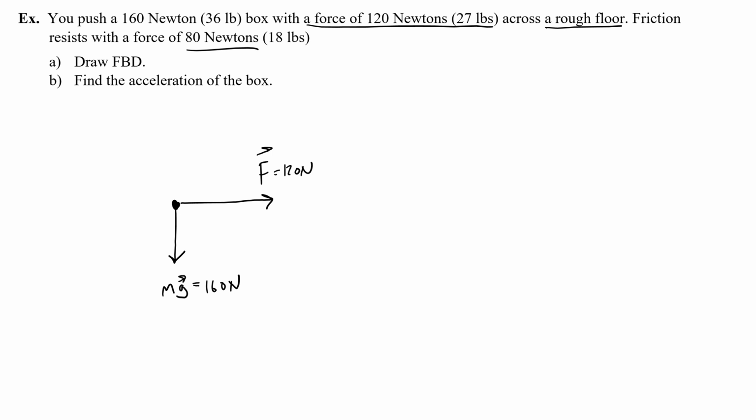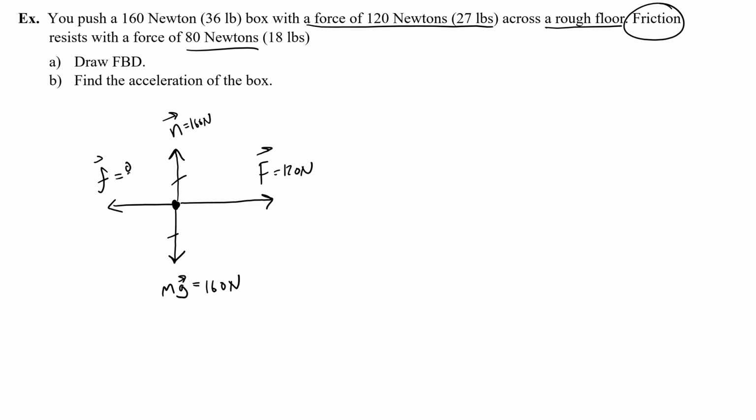Now, the box is being supported by a floor, so we would say there is a normal force. And since the box isn't on an elevator, it's not being lifted up or down, then we would say the normal force is equal to the weight. And now I have friction. Now, friction resists. So in this problem, it's assumed that friction would be to the left. And I'm going to label it like that.